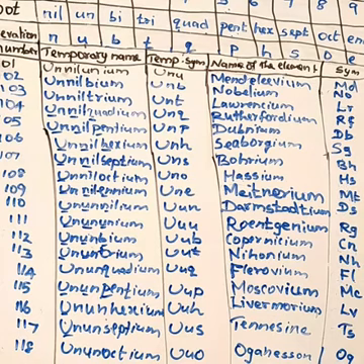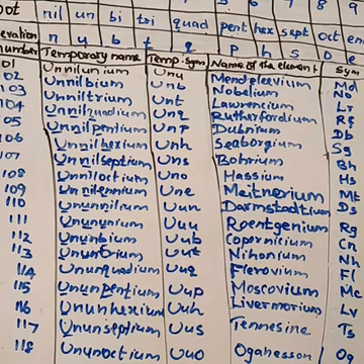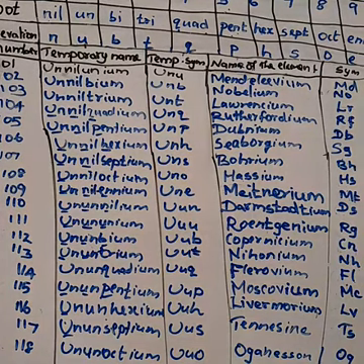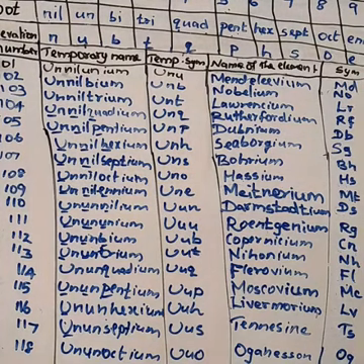103 Lawrencium, symbol Lr. 104 Rutherfordium, symbol Rf. 105 Dubnium, symbol Db. 106 Seaborgium, symbol Sg. 107 Bohrium, symbol Bh. 108 Hassium, symbol Hs, and so on. Okay, mark it. You should study all elements.